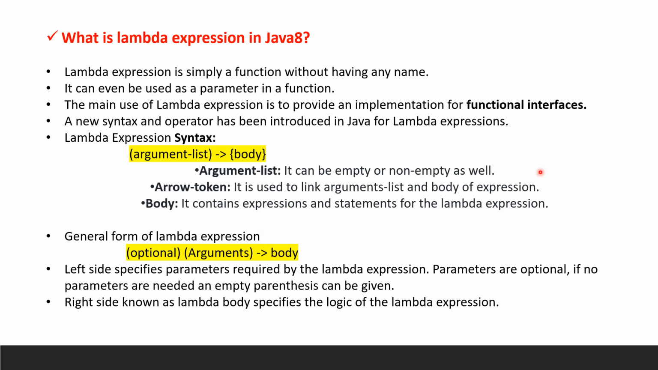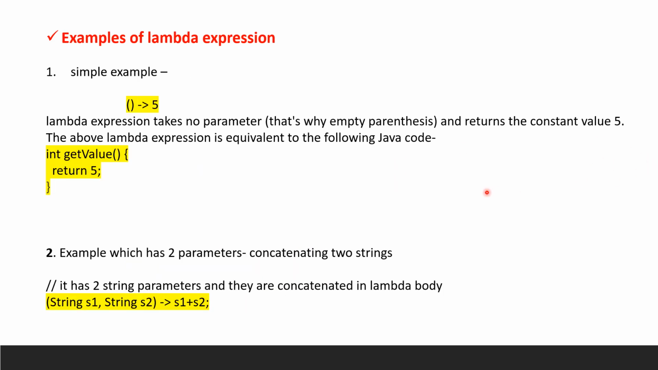Hope this is understood. Going to the next slide, we can see examples of Lambda expressions now. A simple example like this. As I said, if we don't have any parameters, then it can be empty. So the Lambda expression here takes no parameter, that's why an empty parenthesis has been given, and it returns the constant value 5.